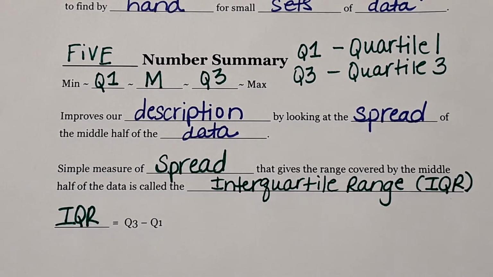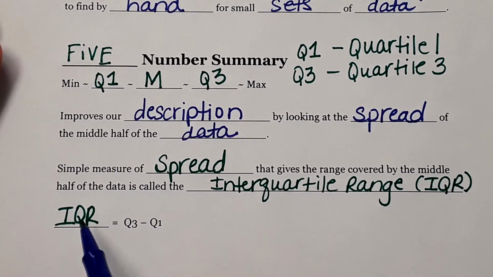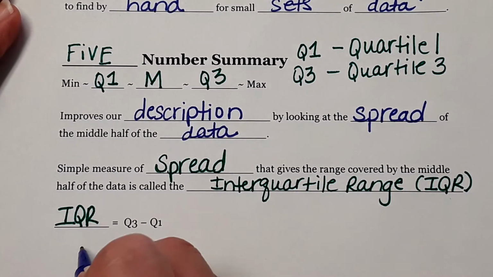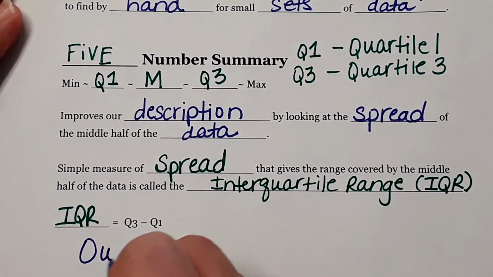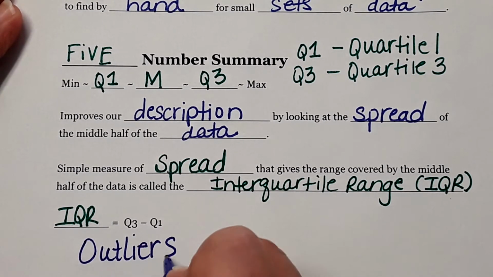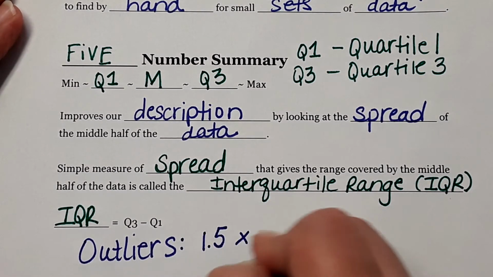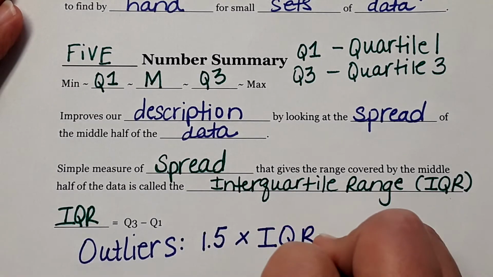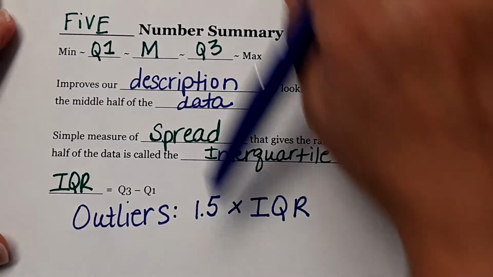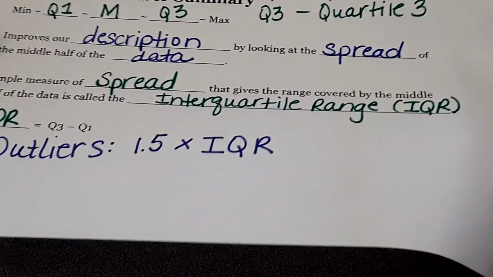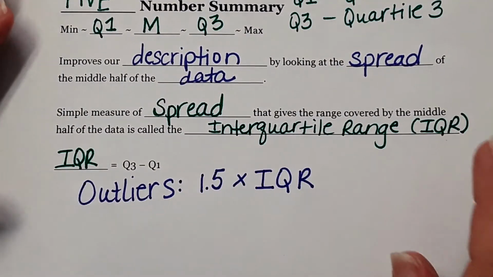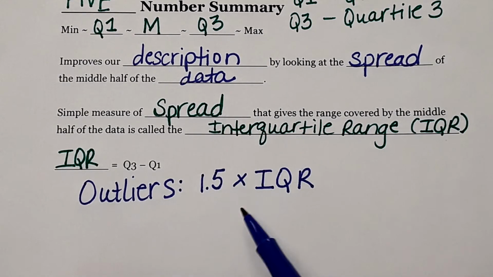There's one more thing that I want to do on this page with you before we talk about some problems and you guys get up and get the book. Okay. So you use the IQR to find your outliers. It's actually called the 1.5 rule because you take 1.5 and multiply it by the IQR. So the outliers equals 1.5 times IQR.